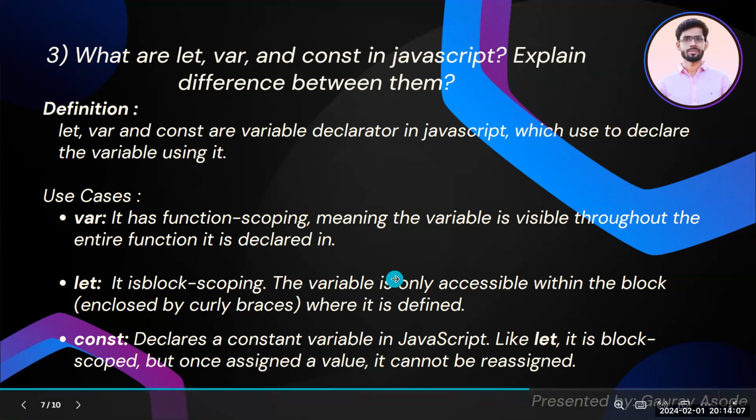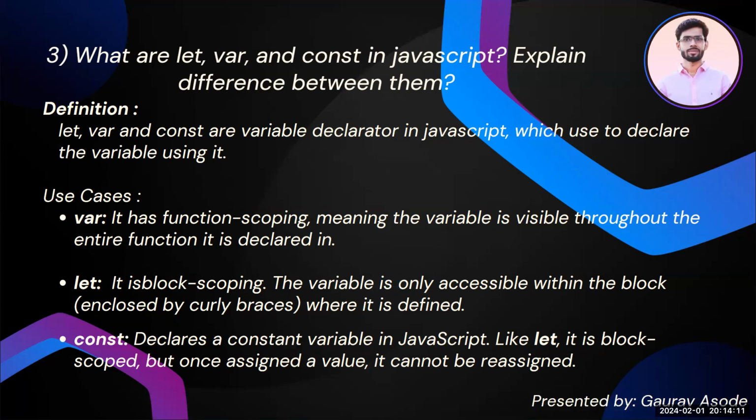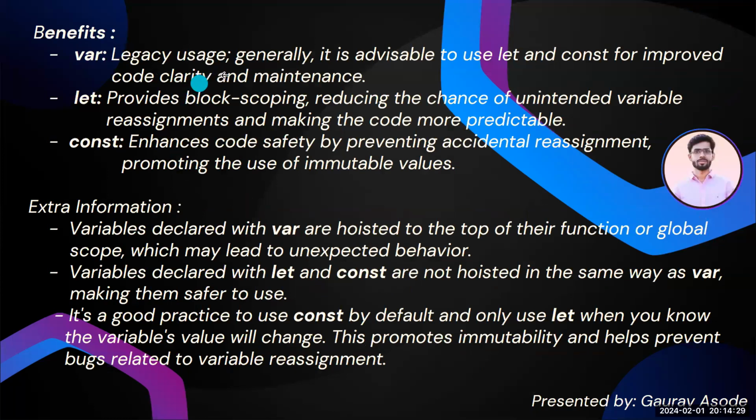Then const declares a constant variable in JavaScript, whose value we cannot change again. Like let, it is block scoped, but once assigned a value, it cannot be reassigned. Now the benefits: it is generally advisable to use let and const instead of var for improved code clarity and maintenance. Because if we use var, it is accessible throughout the function, or globally if declared globally, so when we redeclare or reassign things with var, it may give some errors or mistakes in our coding.